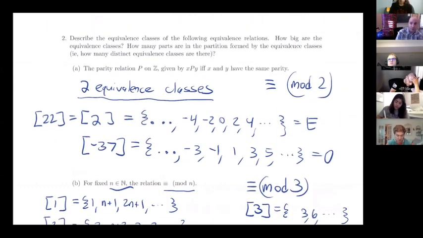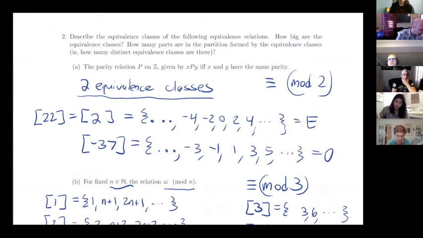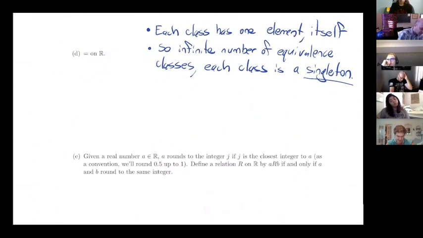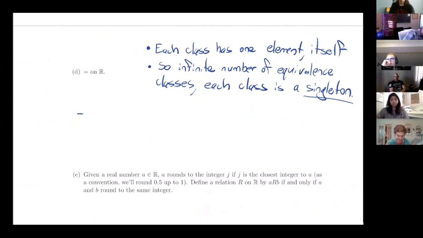How big are the equivalence classes? These have just one element. How many parts are there in the partition formed by it? We have an infinite number of parts, an infinite number of equivalence classes. And so if I want to write out what those classes look like, then each class would just look like that. And we have one of those for every x in R.